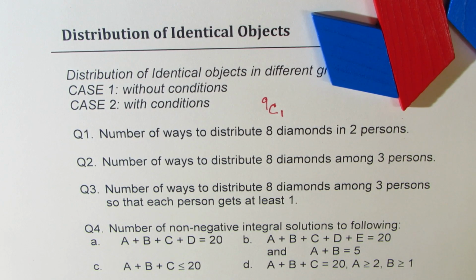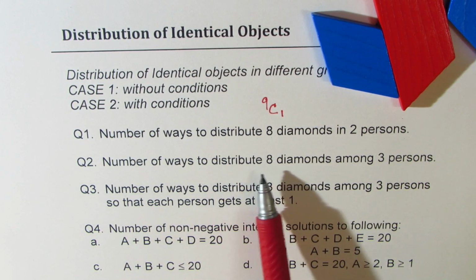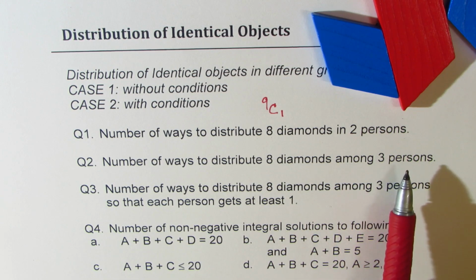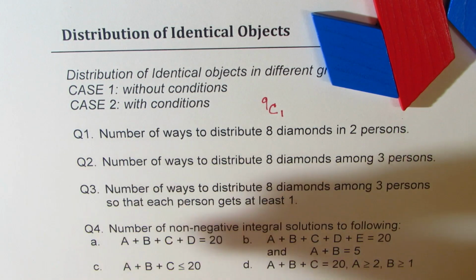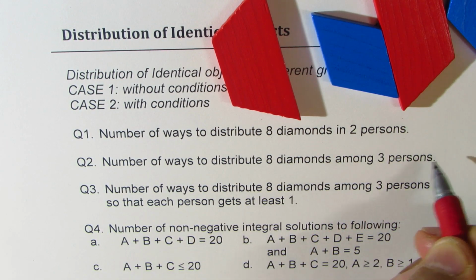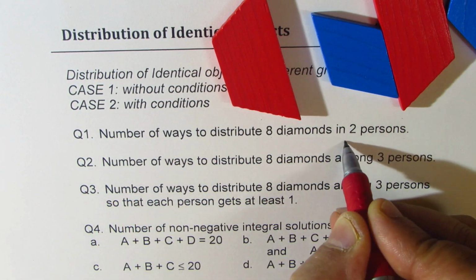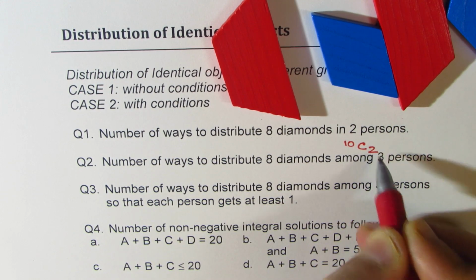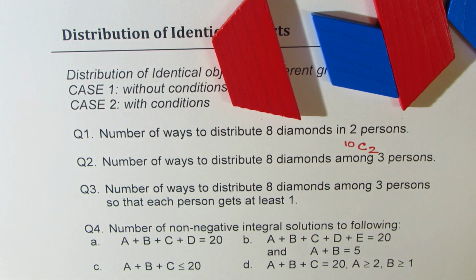The second one is number of ways to distribute 8 amongst 3 persons. So for 3 persons, we need 2 separators, right? So we added 2 to 8. So we got 10 for this, right? Let me write here 10C2. That was our solution, correct?